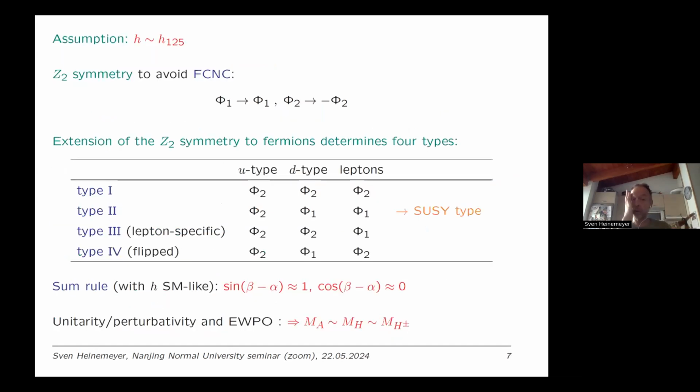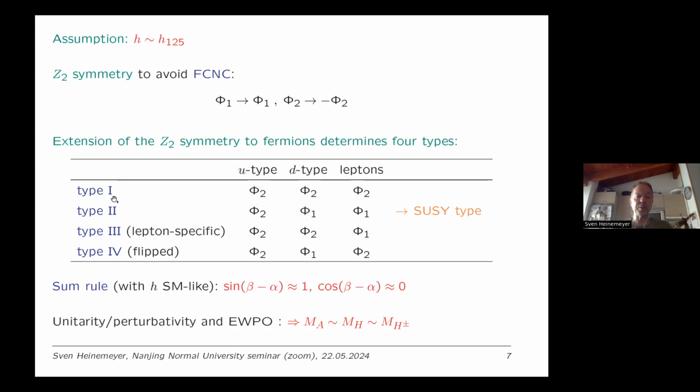And a little bit more on the details. I said we have a Z2 symmetry, which is introduced to avoid flavor changing neutral currents. And this is how it acts. And as I told you, this parameter M12 breaks this symmetry softly. And the extension of the Z2 symmetry to the fermions gives us 4 fermion types, which are quite well known in the literature, 1, 2, 3, 4. And they are determined by the doublet to which one of the fermion types is allowed to couple.